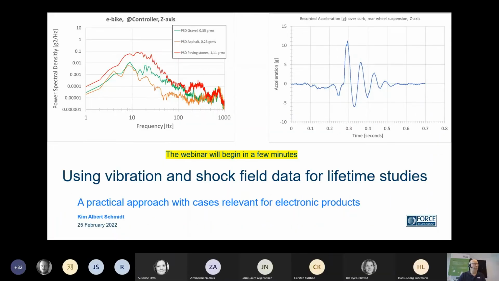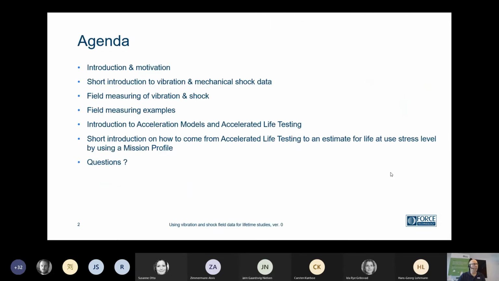Welcome once again. I will talk about how we can use vibration and shock field data for lifetime studies. And let us start with this. So here, I have an agenda. I will make an introduction and why we do this kind of work here. And of course, introduction of the company, the project, and myself.